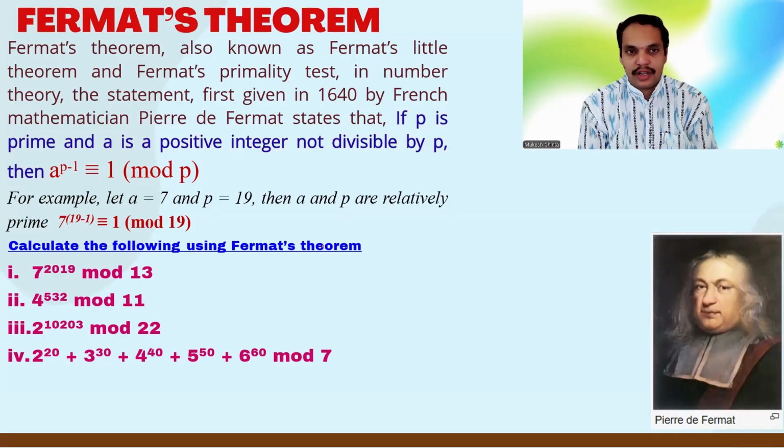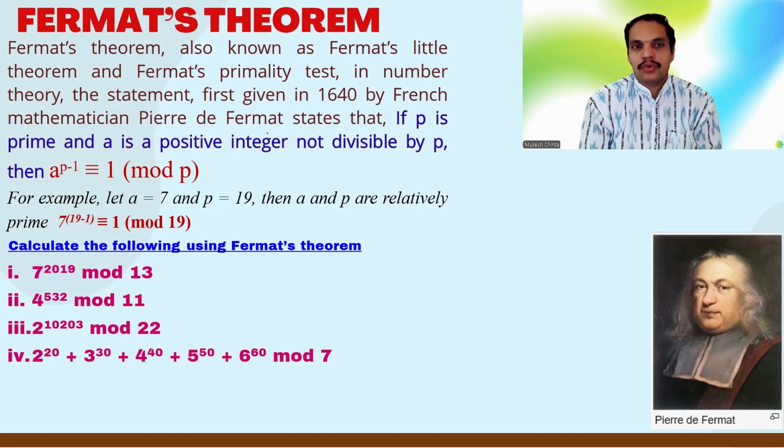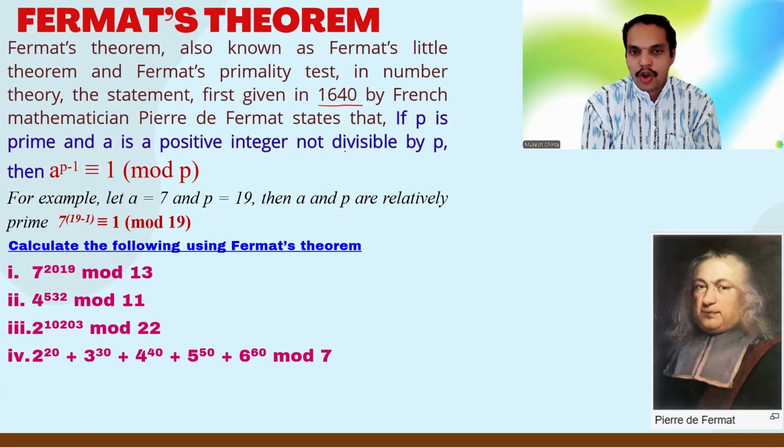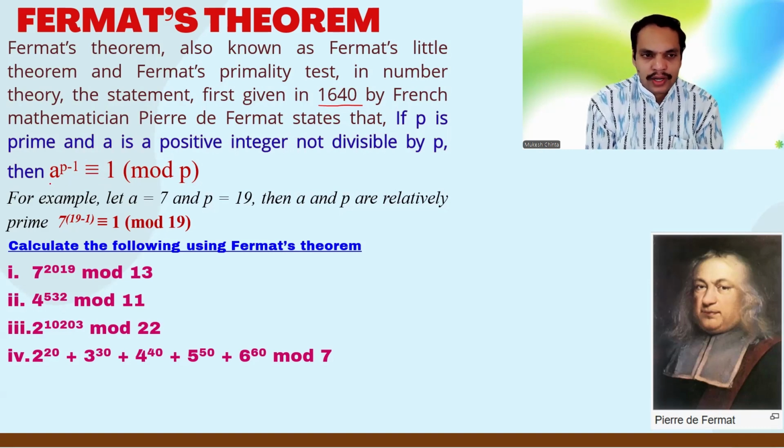Let's start our discussion about Fermat's theorem. He is Sir Pierre de Fermat, and I got this picture from Wikipedia. Fermat's theorem, which is also well known as Fermat's little theorem and Fermat's primality test in number theory, is the statement first given in 1640 by the French mathematician Pierre de Fermat. It states that if p is prime and a is a positive integer not divisible by p, then a to the power p minus 1 is congruent to 1 mod p.